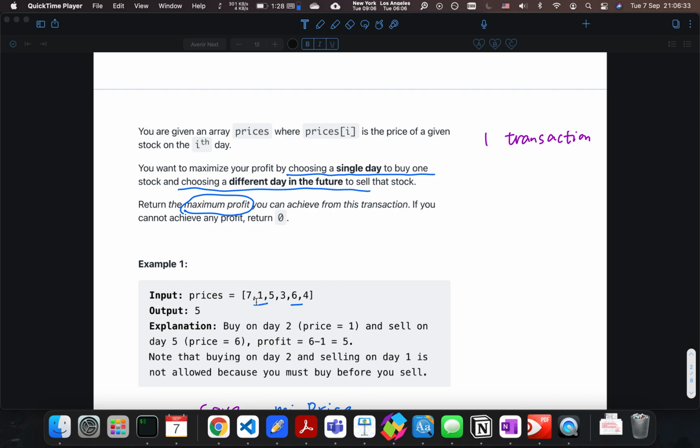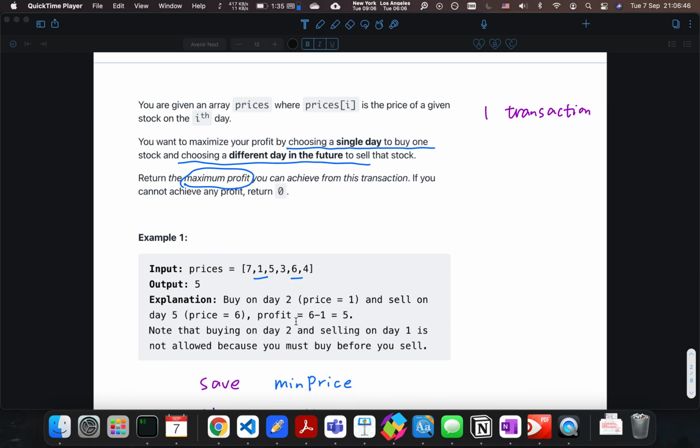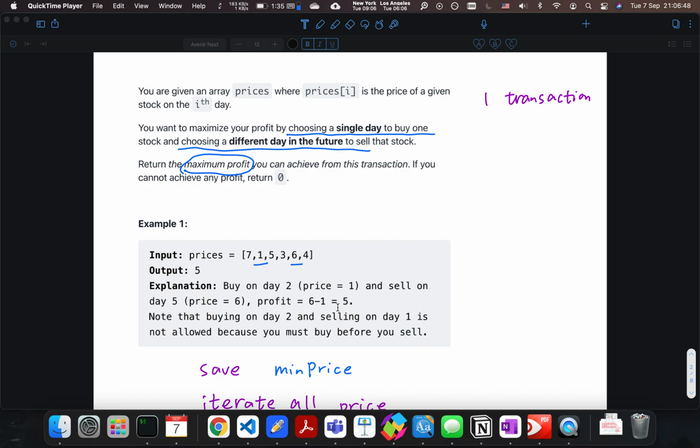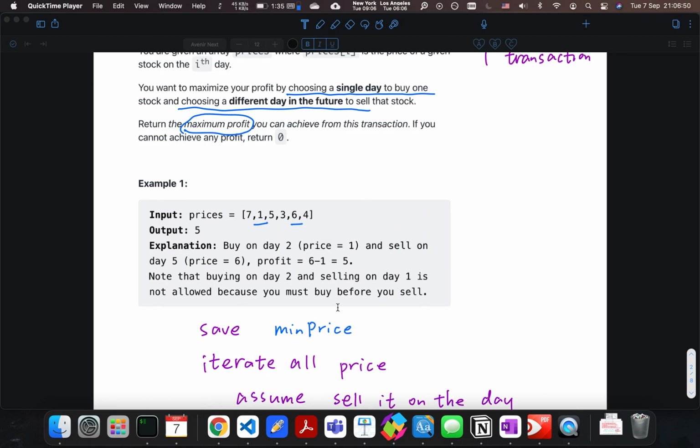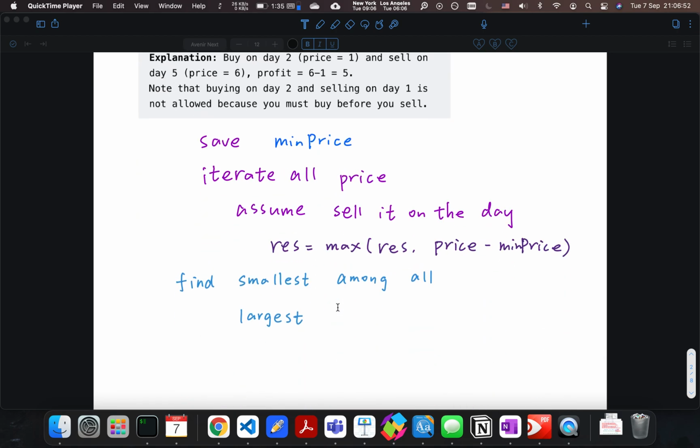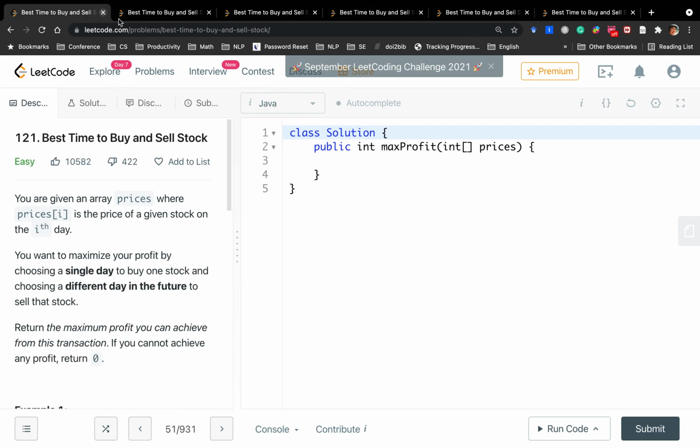And we assume today we sell shares. So the profit should be today's price minus the global minimum. So in that case, we have a profit. At the same time, we maintain a global maximum profit. Then that's the result. Okay, let's just write it, because I think this does not require any algorithm.